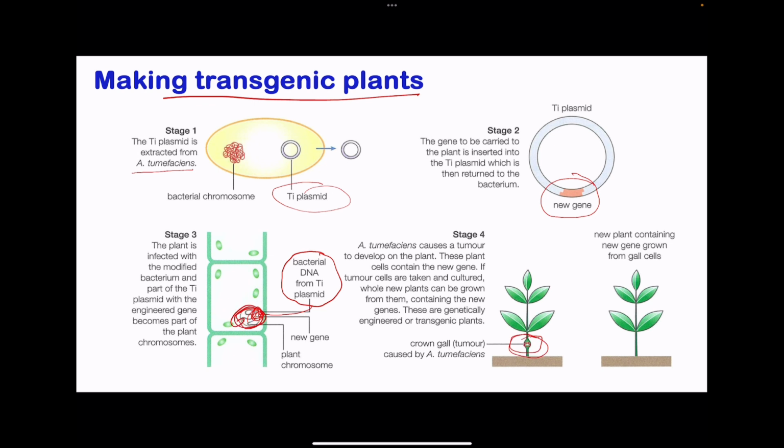The cells that are going to be produced here will have that specific DNA or the gene that has been introduced. If we take some cells from the crown gall, under specific conditions, we culture those cells and allow them to grow into specific plants. The plants are going to contain the specific trait or the gene that was introduced in them. And now we have transgenic plants, meaning plants that have genes from other organisms.